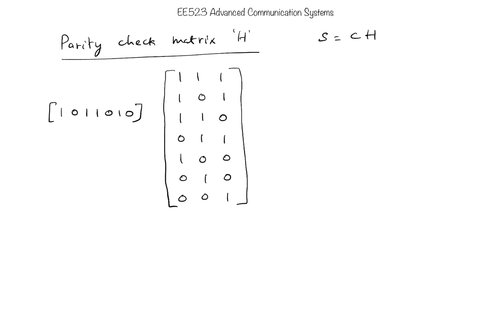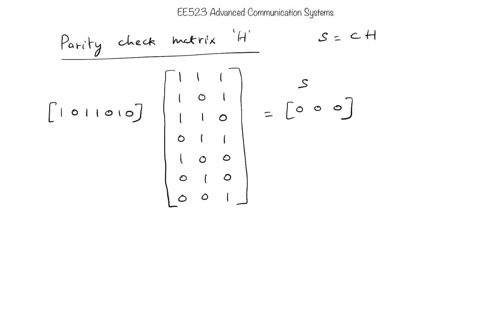This is the original code word without any errors, and when we multiplied this with the parity check matrix, we got the syndrome S here to be 0 0 0. So when the syndrome is all zeros, it means that there is no error, so the decoder will accept this as a valid code word. Okay, so we've done this already in the last lecture.